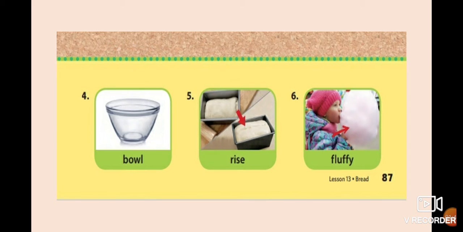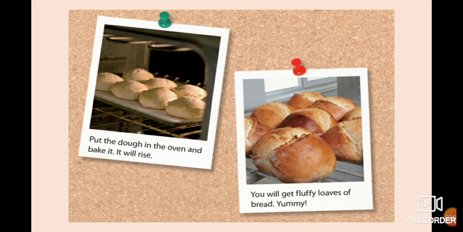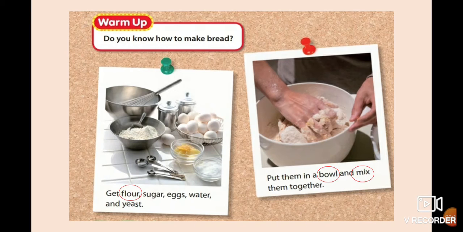Let's see. Now let's continue. We have the different steps for preparing or baking a bread. Number one, get flour, sugar, eggs, water, and yeast. For example, we have the first vocabulary word, that is flour, and then the second step says that we put them in a bowl and then we mix them together. The third step is to put the dough in the oven and bake it. And at the end, you will get fluffy loaves of bread. That means you eat.